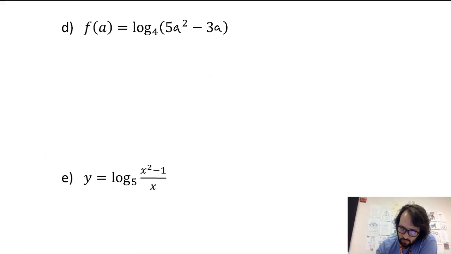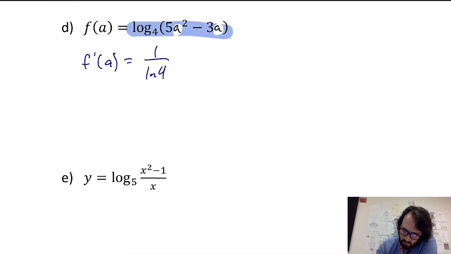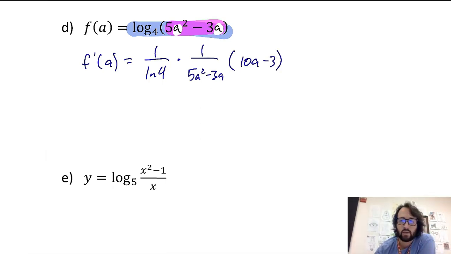Okay, so again, chain rule. So f prime of a is 1 over ln of 4, because I have the log as the whole big picture, times 1 over the thing inside, so 5a squared minus 3a, times the derivative of the thing inside, which would be 10a minus 3. And that would be our derivative. Again, you can combine these things, rewrite them if you want to, but you do not have to.